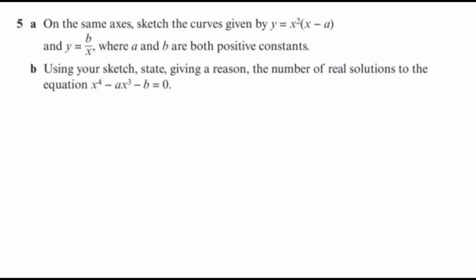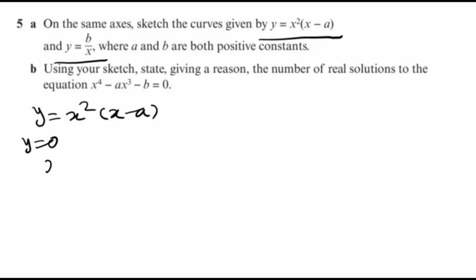Let's move to question number 5. On the same axis, sketch the curves given by y is equal to x squared into x minus a, and y is equal to b over x, where a and b are both positive constants. So y is equal to x squared times x minus a. When we have to sketch this one, we take y equal to 0. So x squared equals 0 and x minus a equals 0. So x is equal to 0, x is equal to a. So we are getting 2 points.